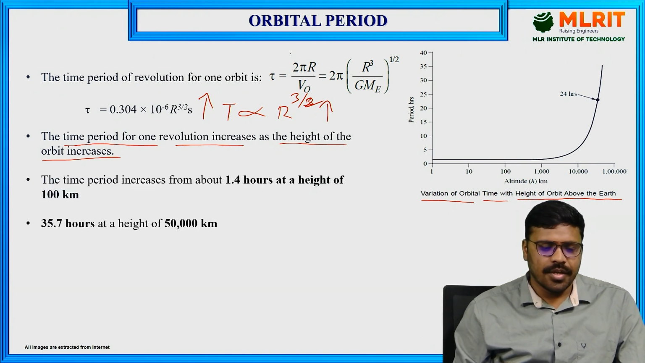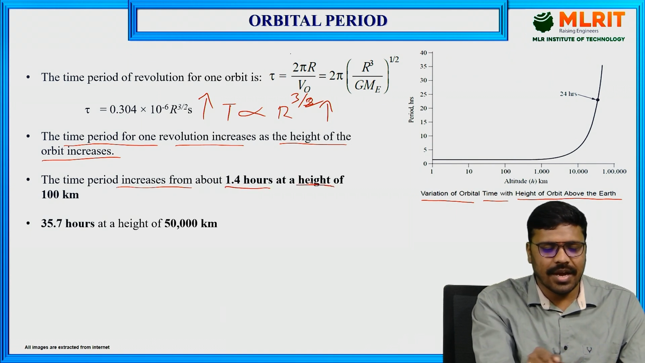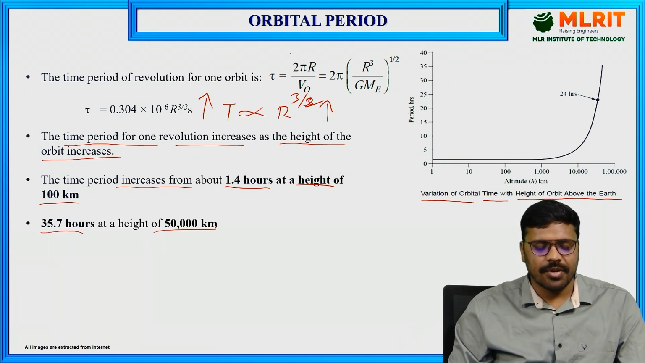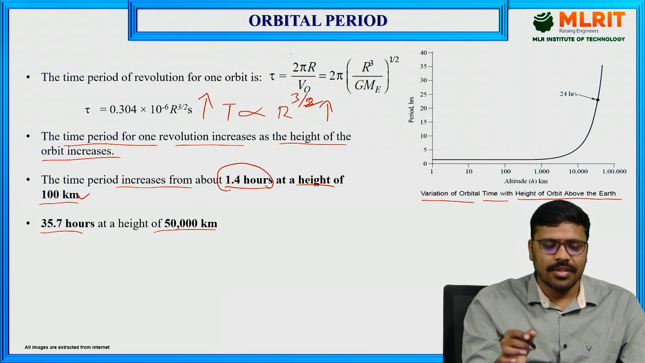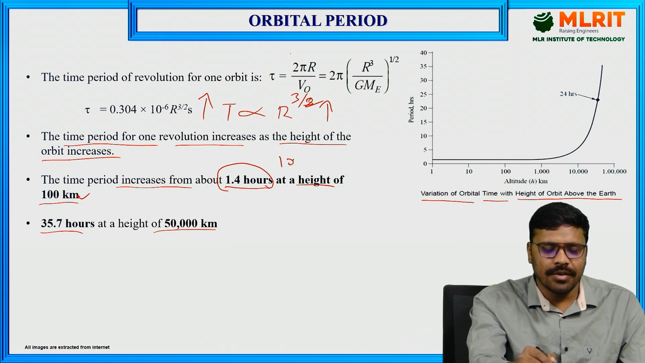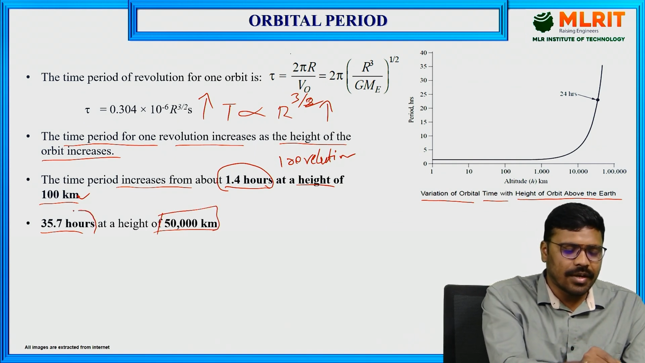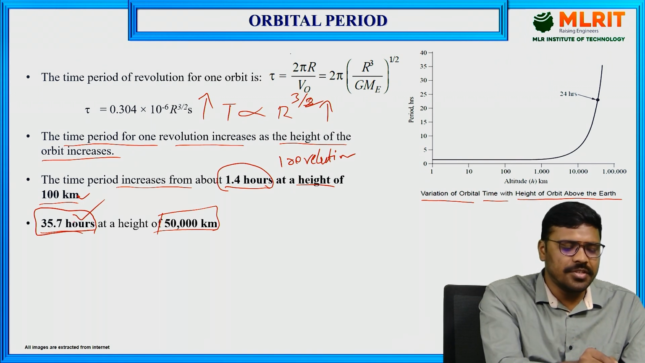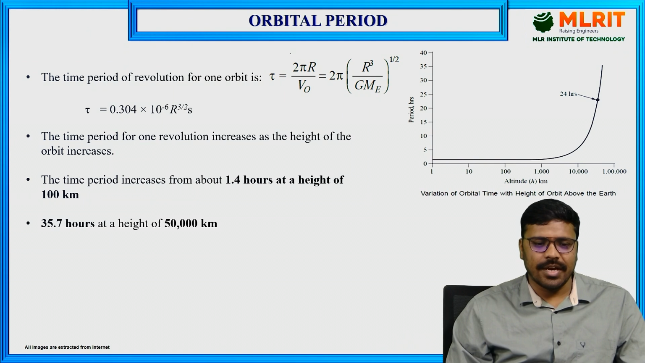If you analyze this graph, the time period is about 1.4 hours at a height of 100 kilometers and 35.7 hours at a height of 50,000 kilometers. So in the 100 kilometer altitude orbit, the object takes 1.4 hours to complete one revolution. In the 50,000 kilometer altitude orbit, the object will complete one rotation in 35.7 hours, which is more than 24 hours, the Earth rotation time.